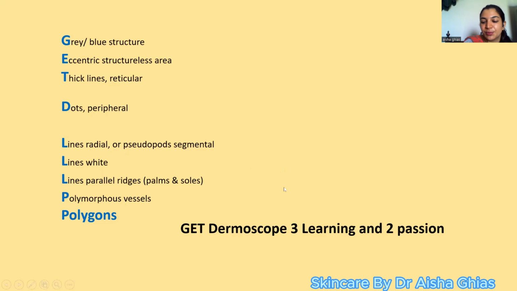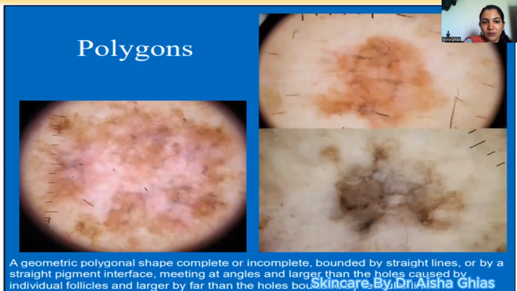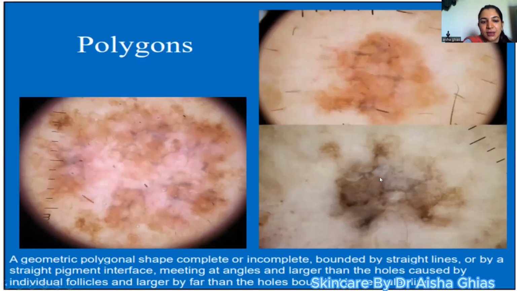Okay, so the last clue is a polygon. What's a polygon? So polygons are complete or incomplete. They are bounded by straight lines और स्ट्रेट पिगमेंट इंटरफेस. यानी पिगमेंट इंटरफेस का मतलब है कि एक तरफ लाइट पिगमेंट है, एक तरफ डार्क पिगमेंट है, और उस वजह से वो कुछ शेप्स बना रहे हैं. And the shapes might be complete and incomplete, but these lines which are made by actual pigmented lines or the interface of different pigments, they are meeting at an angle with each other, and they are larger than the holes caused by individual follicles.